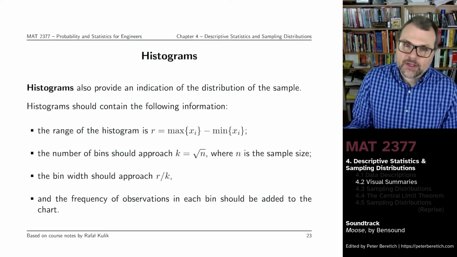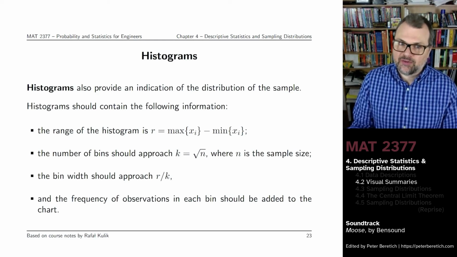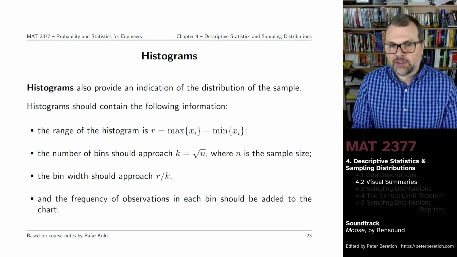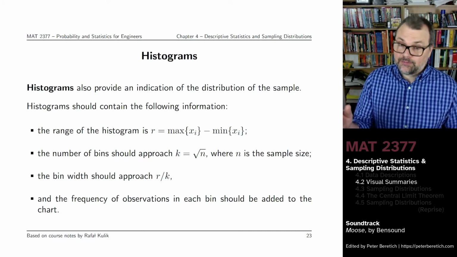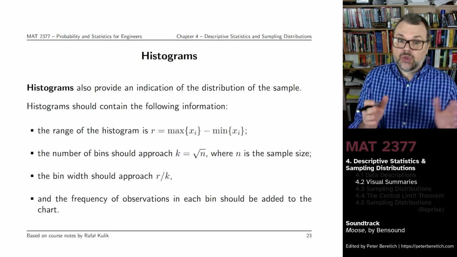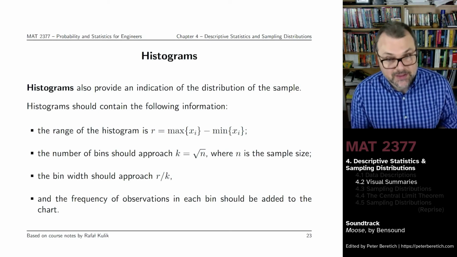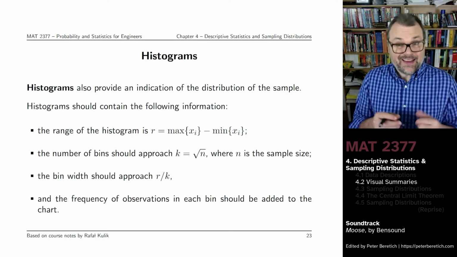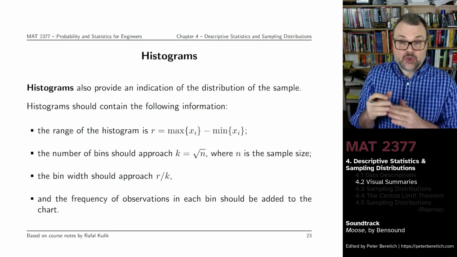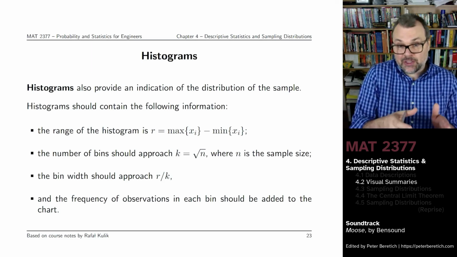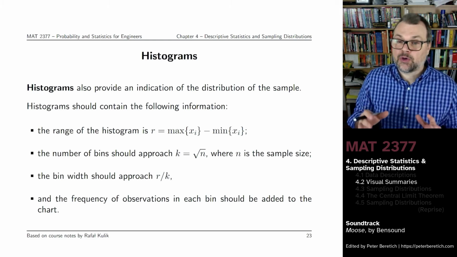Histograms are just another way to visually summarize the univariate distribution that we're given from a sample. This is the information that they should contain. They'll give you something about the range, the maximum value, and the minimum value. Once you know what the range is, you can start thinking about the number of bins you will want for your histogram. A histogram basically is a bar chart where the height of the bar tells you how many observations were found in each of the bins. Now that number of bins should roughly be the square root of n.